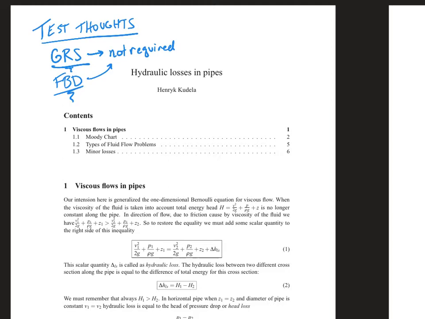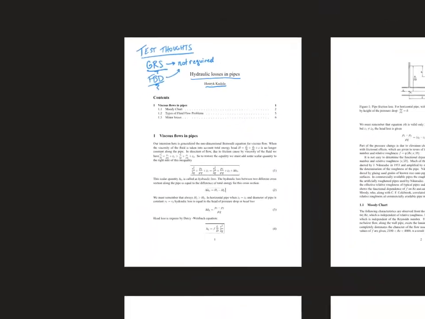All right, so as I was preparing this lecture, I was looking around and wondering what we were going to do. I was looking for some good problems, and I found a chapter in a textbook by Henrik Kudela, however you say this guy's name, on hydraulic losses in pipes. We're going to work some of the example problems in this particular textbook. If you want to look up how they do things and how they organize things, it's pretty well done. But I'm going to mention one particular thing in here before we move on.